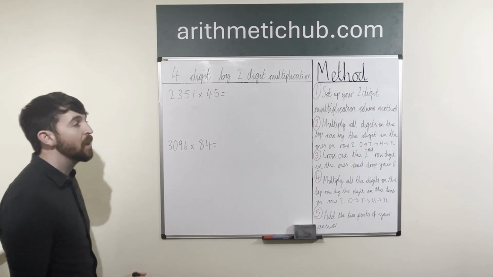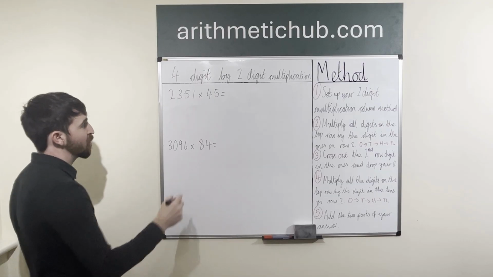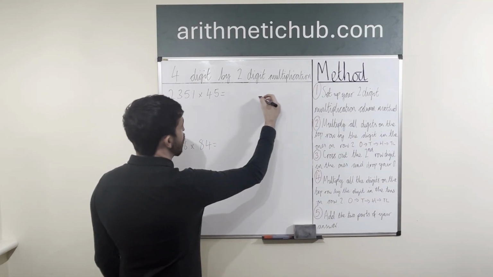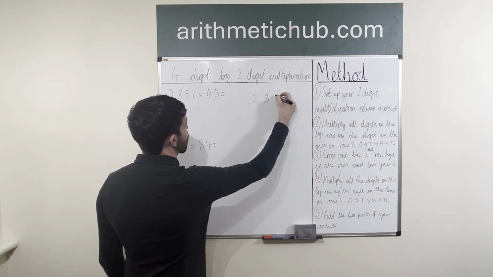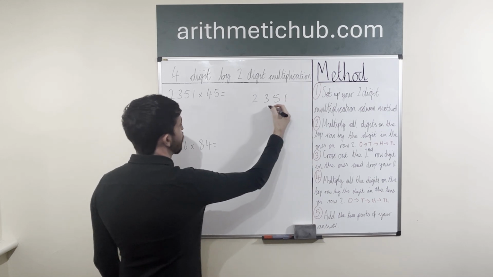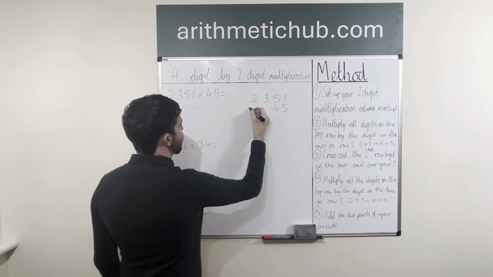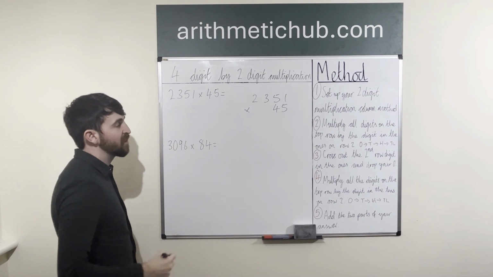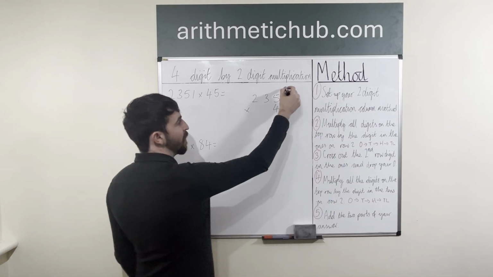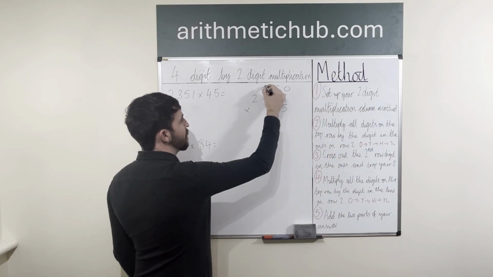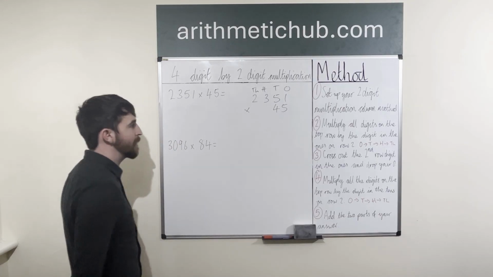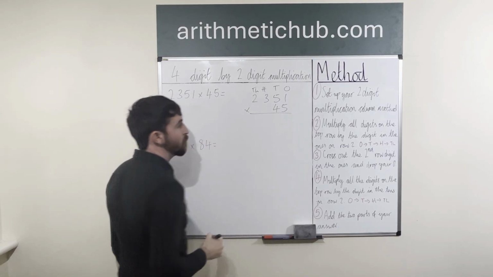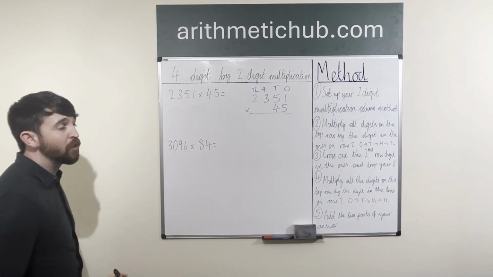First thing I need to do, set up my 2-digit multiplication column method. So I'm going to do 2,351 and I'm going to multiply it by 45. And to help me, just as I'm starting out, I'm going to put on my place value columns, my ones, my tens, my hundreds and my thousands there like that. I'm going to rule it off. Okay, I've done my step 1.